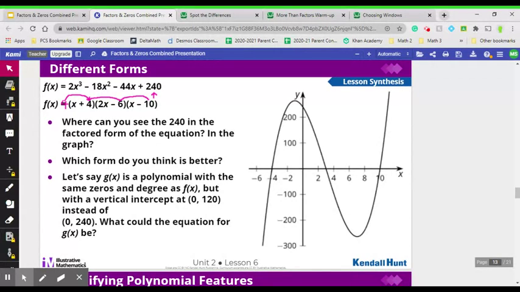And then lastly, g of x is a polynomial with the same zeros and degree with a vertical intercept, or y-intercept, of 120. So that would just mean that we have a value multiplied at the front, thinking back to an earlier slide. So g of x would be the same thing, but we would be multiplying by 1/2 at the front. And so that would mean that this y-intercept would be half as big, or 120, like you see right here.